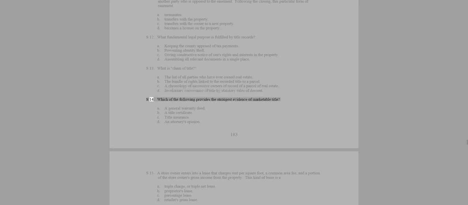S14. Which of the following provides the strongest evidence of marketable title? A. A general warranty deed. B. A title certificate. C. Title insurance. D. An attorney's opinion.